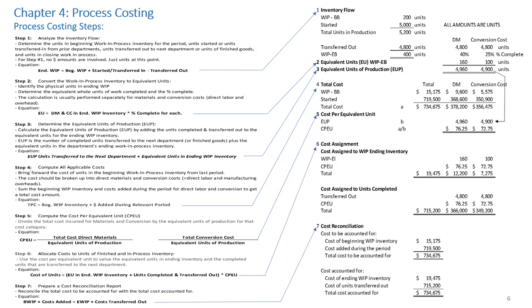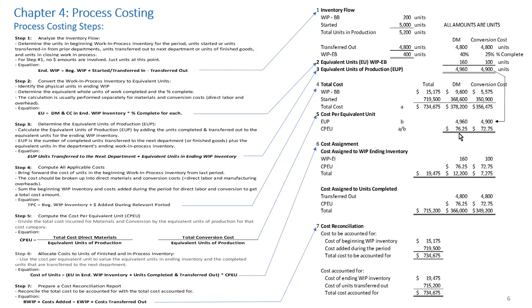During the fifth step, we determine the cost per equivalent unit. The cost per equivalent unit is determined by taking the total cost of direct material and the total cost of conversion costs and dividing it by the equivalent units produced. So in our example, for direct materials, we're taking $378,200 and dividing it by 4,960 units to get a cost per equivalent unit of $76.25.